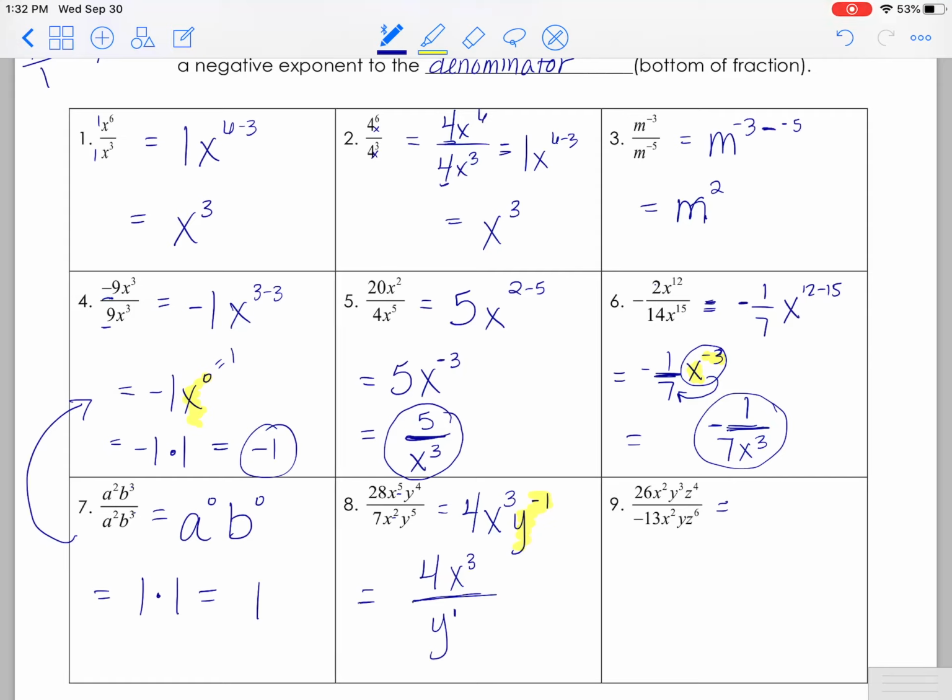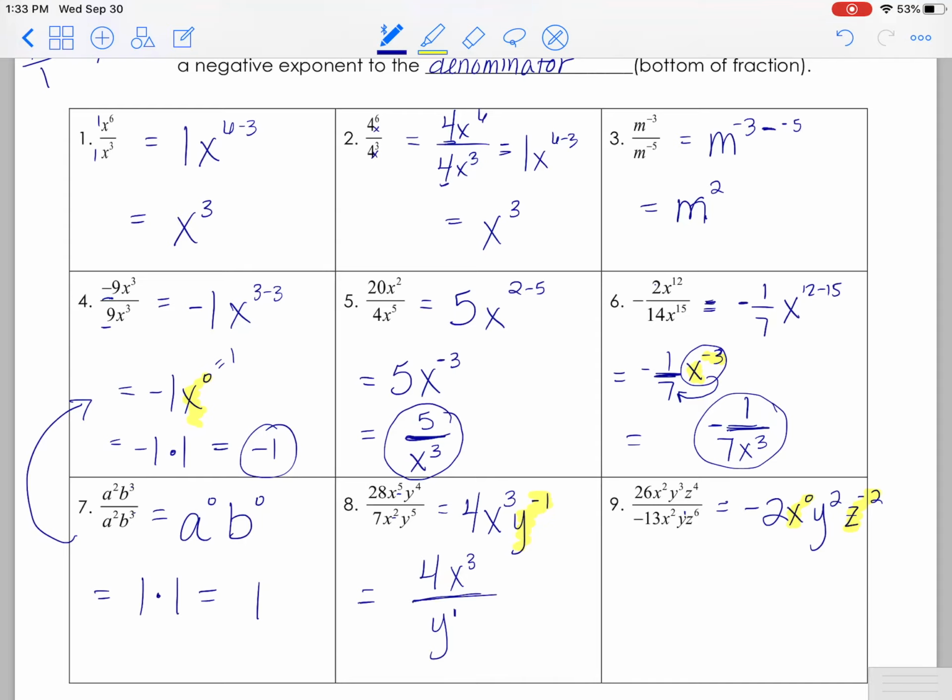All right, so if I divide 26 divided by negative 13, that gets me a negative 2. X to the 0. Now careful with this one, there's an imaginary 1 there with that y. So that's really y squared when I subtract. Z to the negative 2. Now there's quite a few things going on here. I see an x to the 0 power, and I also see a term with a negative exponent. So think about what we know about each one of those.